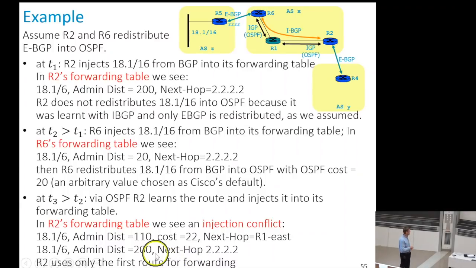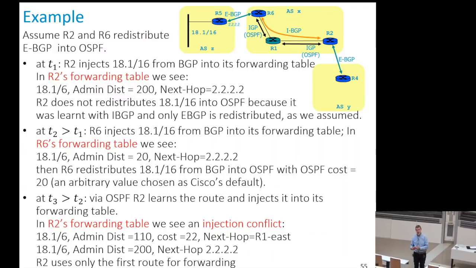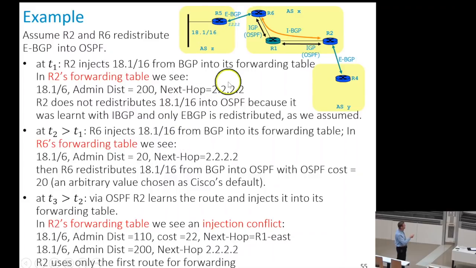In that case, the conflict is resolved by the administrative distance. We give priority to OSPF versus I-BGP. So I-BGP can be used to disseminate external routes internally, but we don't take it seriously if OSPF was able to do the same thing. But note here that, for example, if a route is injected directly by E-BGP, like this one here, it will always have priority, because the E-BGP administrative distance is lower.